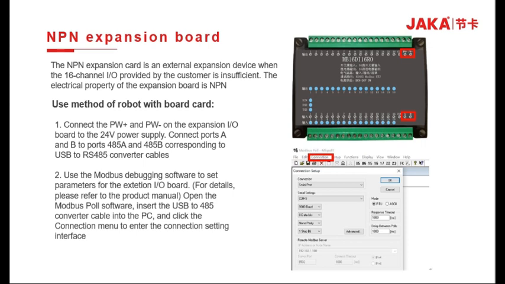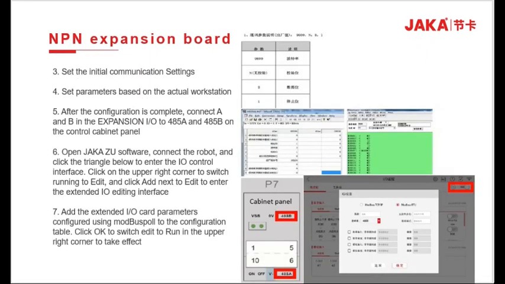Start the Modbus POL software, insert the USB to RS485 converter cable into the PC. Click the connection menu, enter the connection setting interface, and connect according to the initial settings of the board description document. The fourth step is to configure related parameters according to the actual workstation situation.